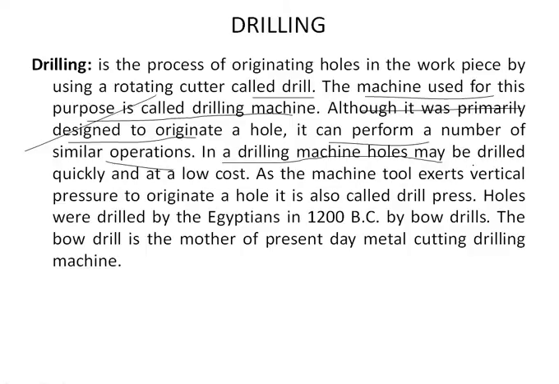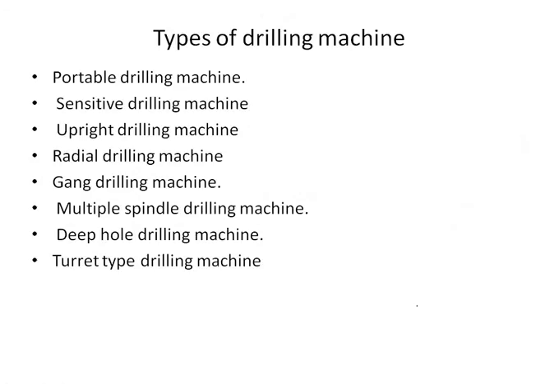In a drilling machine, holes may be drilled quickly and at low cost. As the machine tool exerts vertical pressure to originate a hole, it is also called a drill press. Holes were drilled by Egyptians in 1200 BC by bow drills. The bow drill is the mother of present day metal cutting drilling machines.